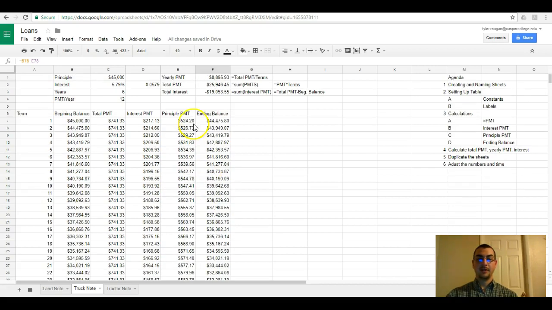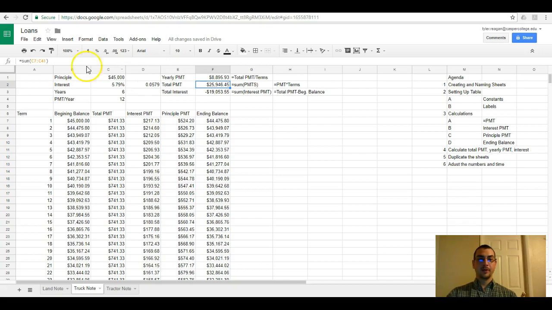Now, here's another thing that you need to be cautious of. So we come up here and figure out, all right, what is the total payments per year? Well, before on the land note, it was 1 payment per year, so the payment was equal to the payments per year. In this case, we are making 12 payments of $741. So you want to take the payment times the payments per year. That comes out to you paying $8,895 per year on that particular vehicle.